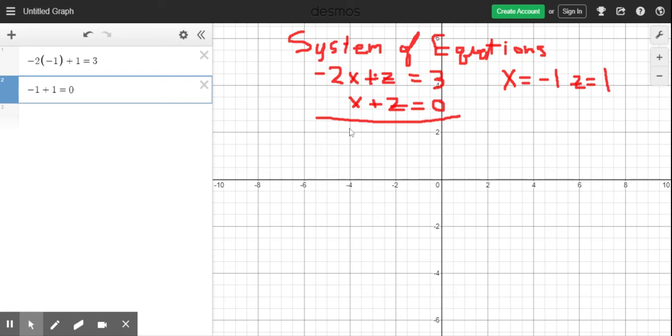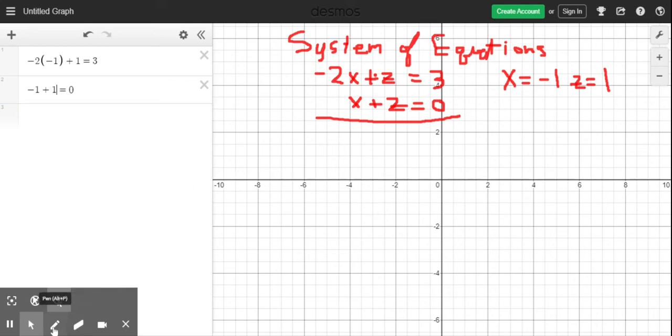So let's do that. We want to somehow eliminate one of the variables. So I'm going to take my second equation and multiply that entire equation times negative 1. Multiply everything here times negative 1. So if I did that, if I take negative 1 times the x, I'd have negative x. Negative 1 times z would be negative z. Negative 1 times 0 is just 0. Now I can add these two equations together.